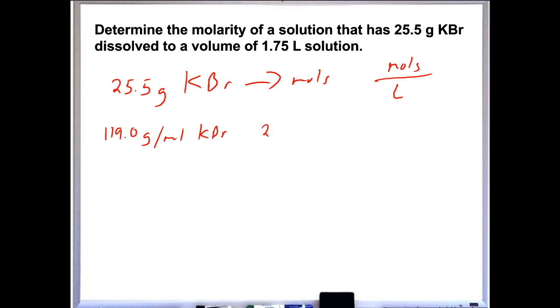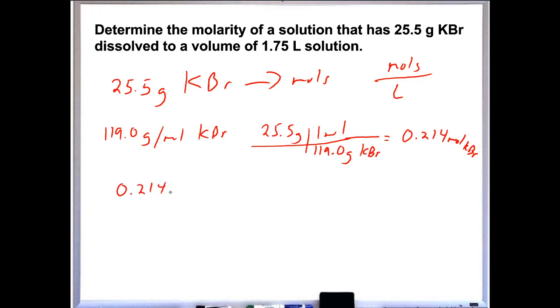Okay, so 25.5 grams converted to moles. So we're going to say 119 on the bottom per 1 mole. So for every 1 mole, there's 119 grams of KBr. Okay, so this gives me 0.214 moles of KBr. Okay, now I just want to know what the molarity of my solution would be. So I'll take my moles of KBr, so 0.214 moles of KBr.